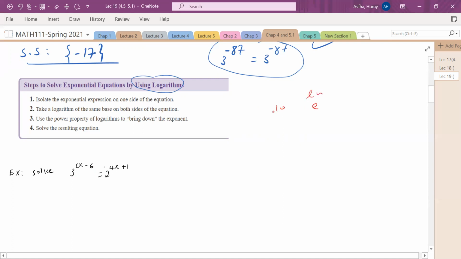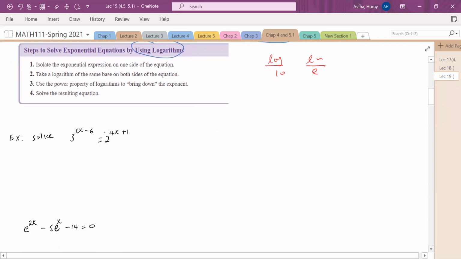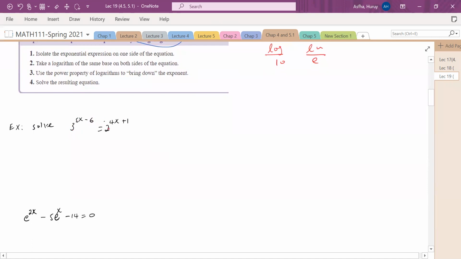In this case, this is ln, and this is just log. We use log or ln, and sometimes, depending on the problem, we can take a different base. All right, let's look at this example now.